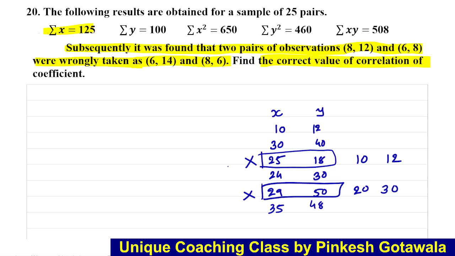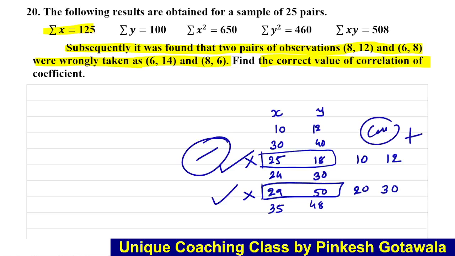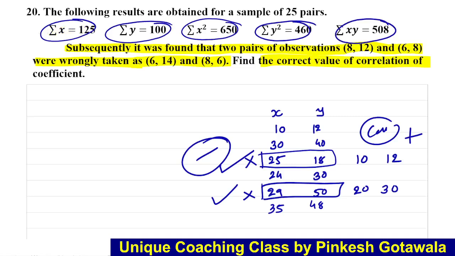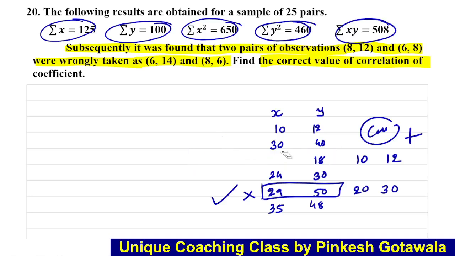Very simple, we have to remove this wrong pair, means we have to subtract this wrong pair, and the correct pair we have to add. So we get the right answer. So it means that this sigma x, sigma y, sigma x square, sigma y square, sigma xy, these all amounts are wrong because we took a wrong pair. Okay, but the amount is wrong, so we have to find the right, correct amount.